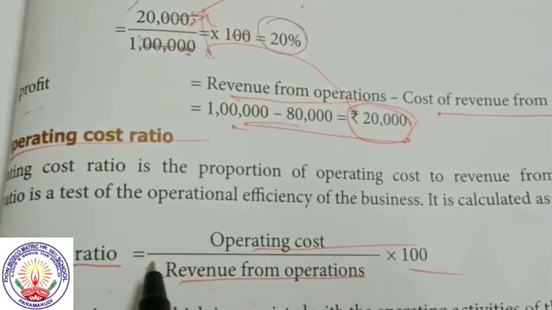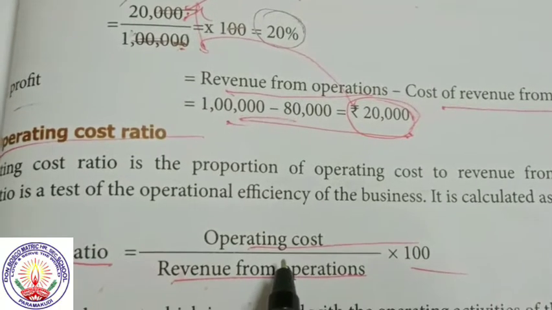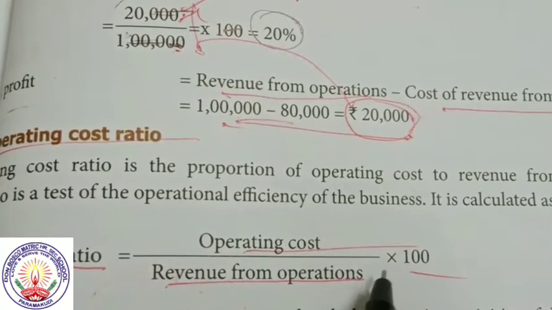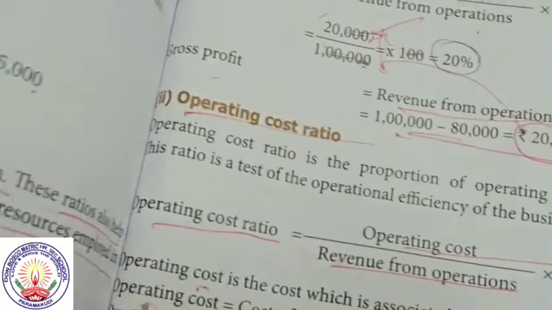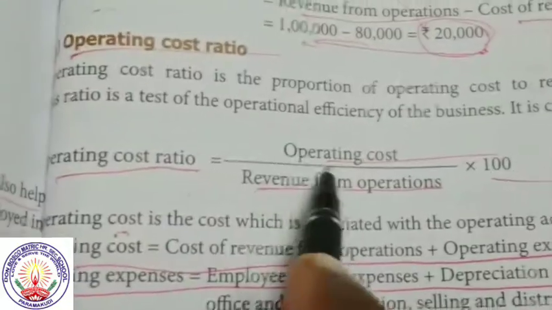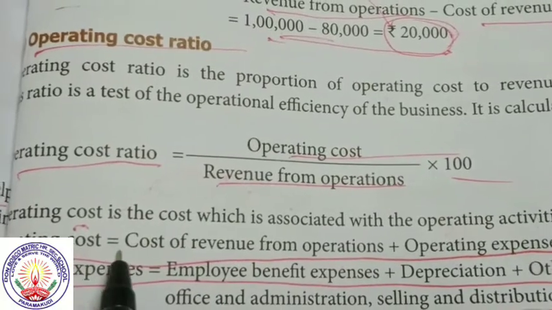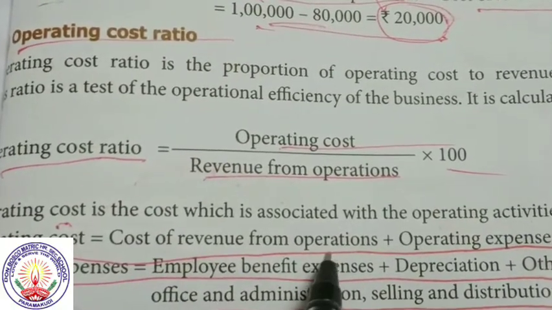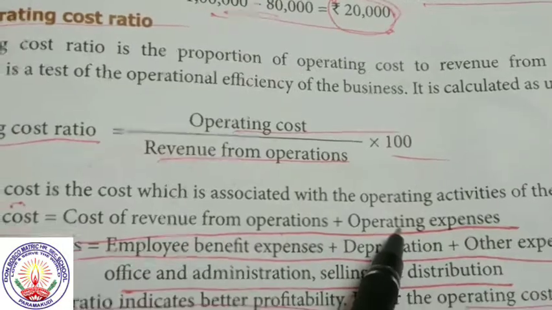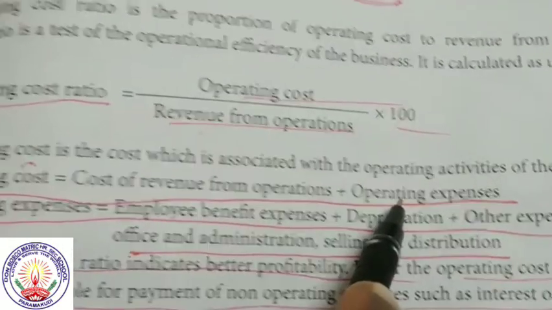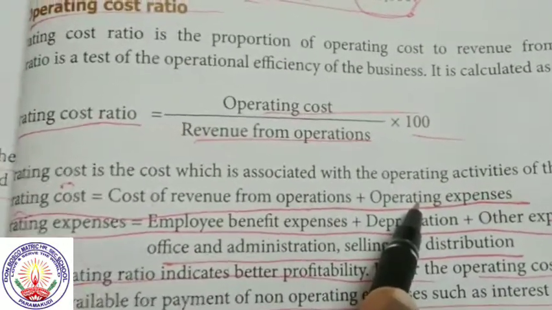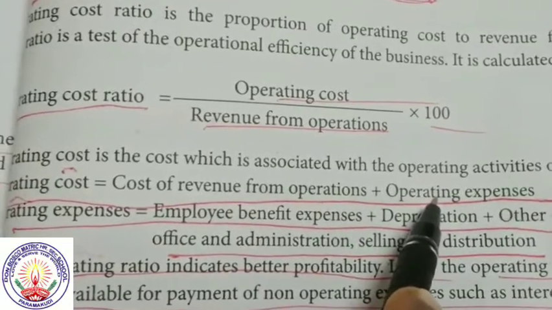Operating cost ratio equals operating cost divided by revenue from operation into 100. Now find the formula. What do you mean by operating cost? Operating cost equals cost of revenue from operation plus operating expense. Operating expense is sometimes directly given. At certain times, the sum of the expenses is called operating expense.